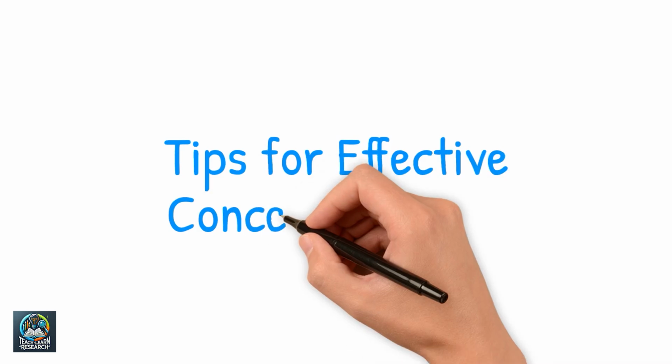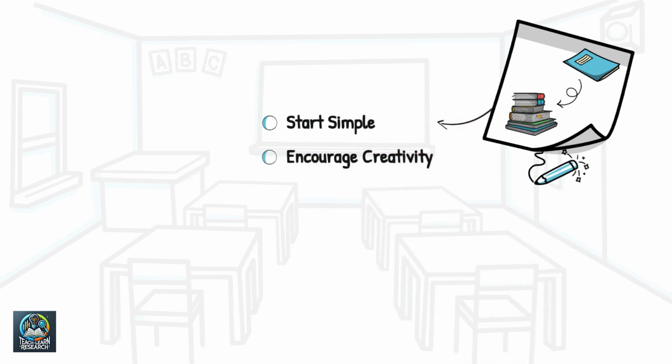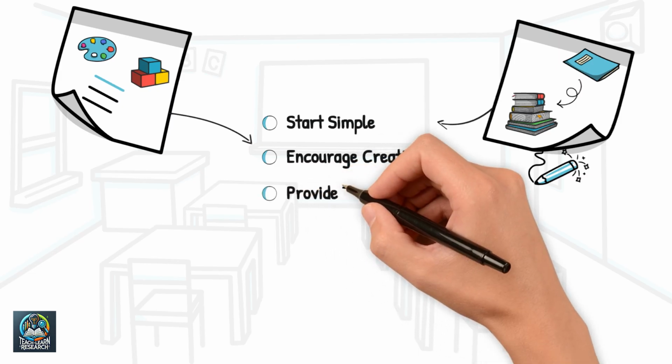Tips for effective concept mapping. Start simple. Begin with simple texts and gradually move to more complex ones as students become comfortable with the process. Encourage creativity. Allow students to use colors, shapes, and different line styles to make their maps more visually appealing and easier to understand.